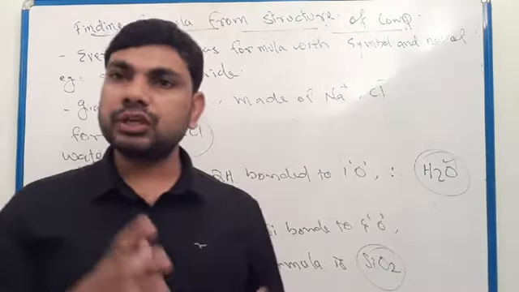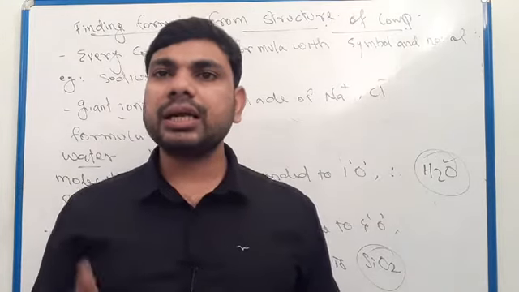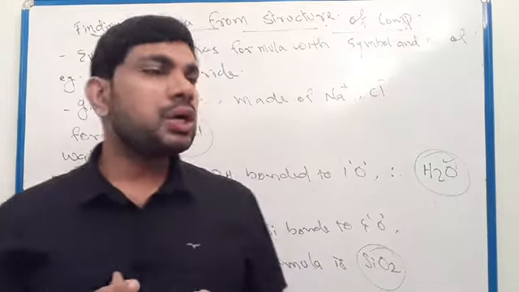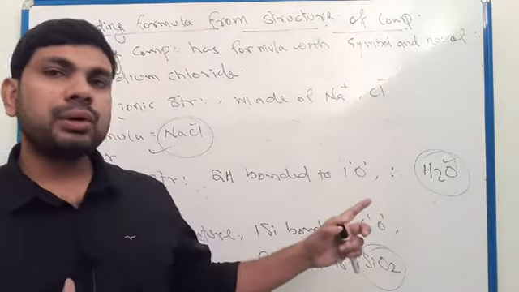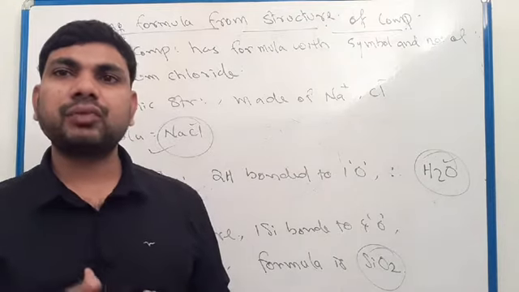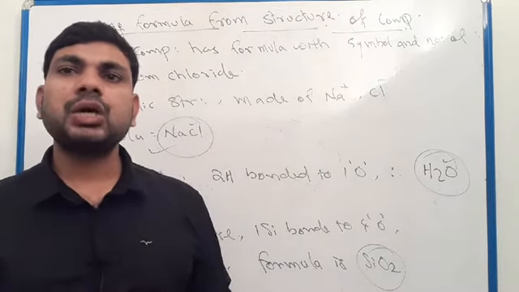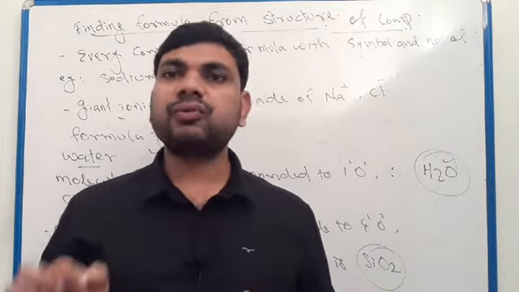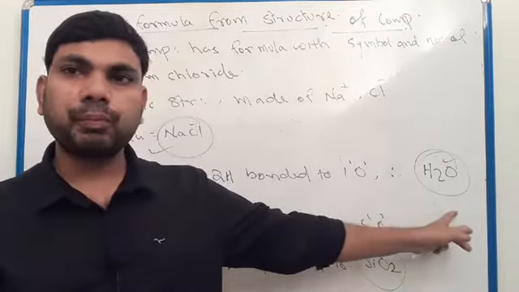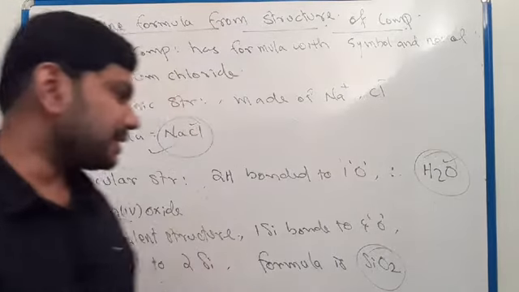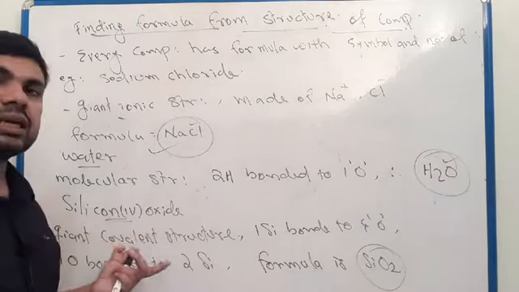Water has molecular structure and it contains 2 hydrogen and 1 oxygen. They make covalent bonds. So the water molecule has molecular structure with 2 hydrogen and oxygen. That's why the formula of water is H2O. Okay, next example we have to discuss here is silicon oxide.